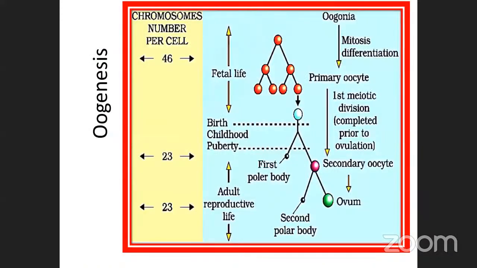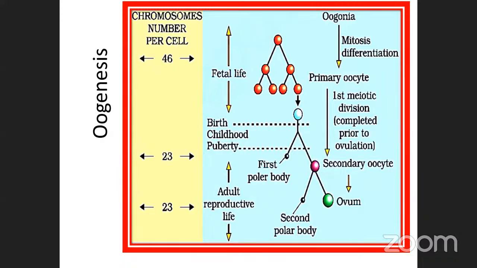See the chromosome number in oogenesis. Oogonia are the egg-producing mother cells, isn't it? They undergo mitosis and differentiation. What happens? Primary oocyte formation takes place. After that, what happens to the primary oocytes?